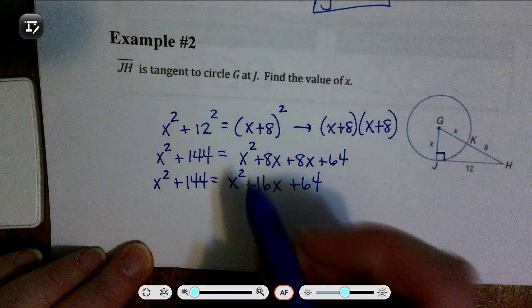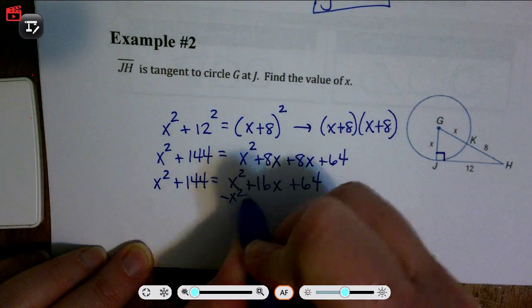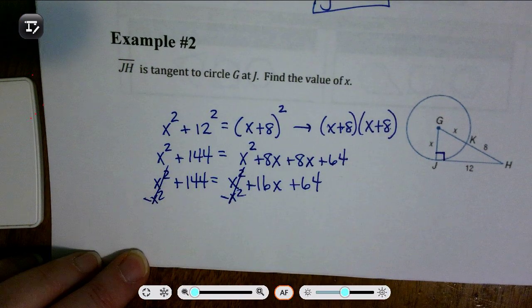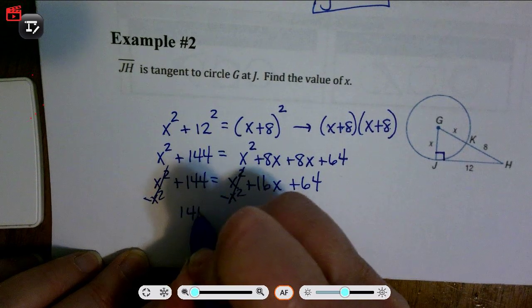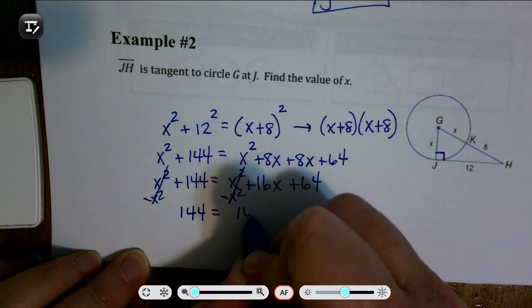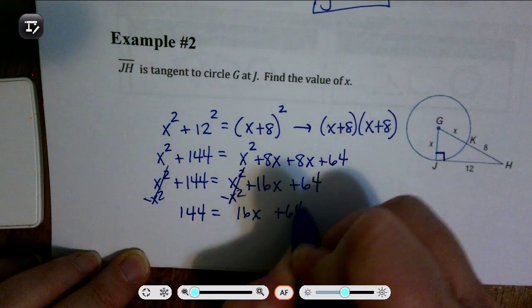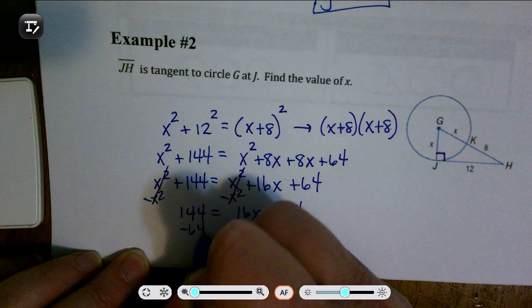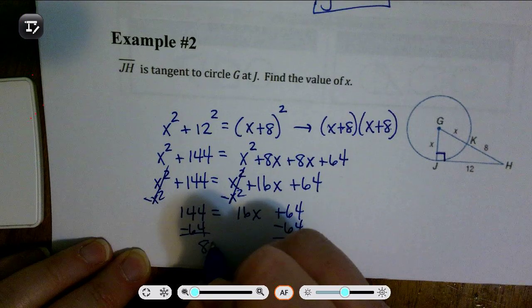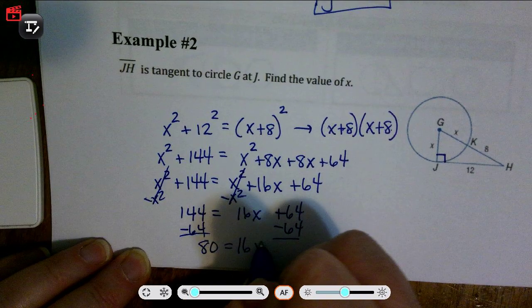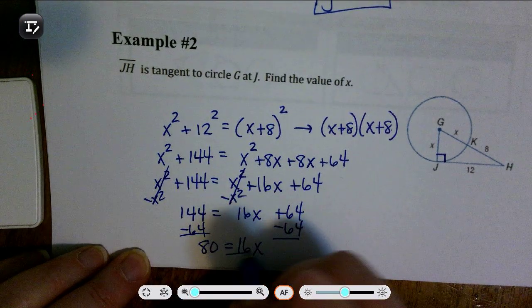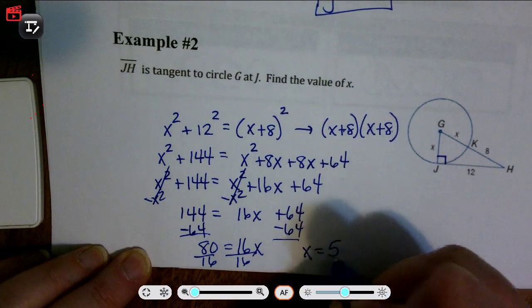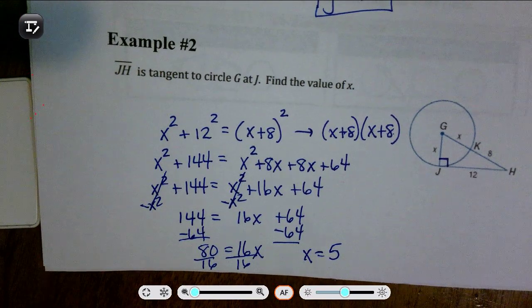All right, now I'm going to solve for x. The first thing I'm going to do is subtract this x squared, and we're going to notice those x squared terms are going to drop out. I now have 144 equals 16x plus 64. I'm going to subtract 64 from both sides, and I have 80 equals 16x. I'm going to divide each side by 16, and we find that x is equal to a value of 5.